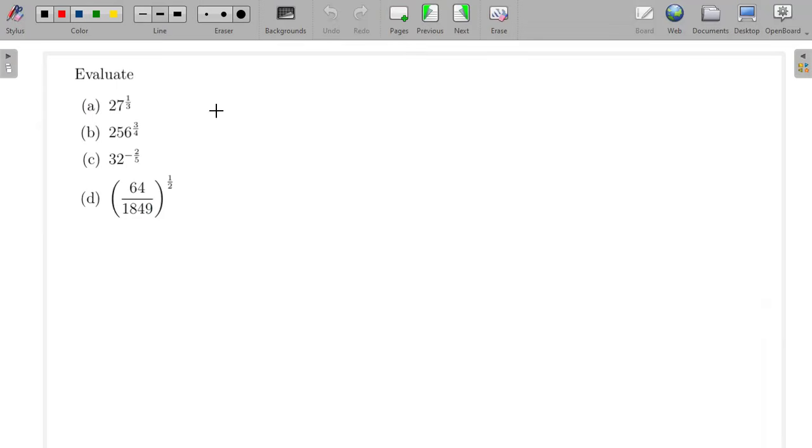So the question is saying evaluate 27 to the power 1 over 3. So what are we going to do here, from the concept we're just looking at? We are going to introduce the root. Since there's a 3 here, the 3 will come here, and then you have 27 there. So now what is the cube root of 27?